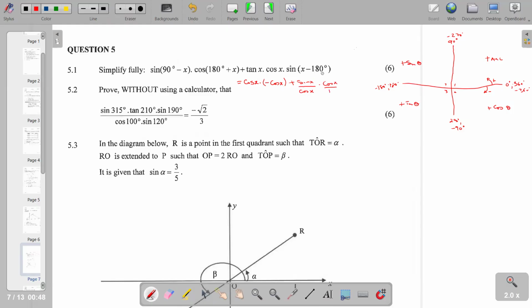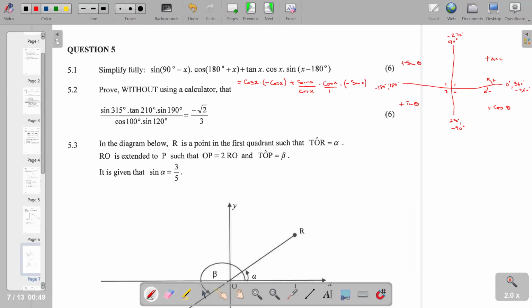Then we are having sine of minus 180 degrees. Minus 180 is here, this terminal. Then it's saying plus x, which comes here. So we are in the third quadrant. What's there in the third quadrant? Sine is negative. So this one becomes negative sine x.